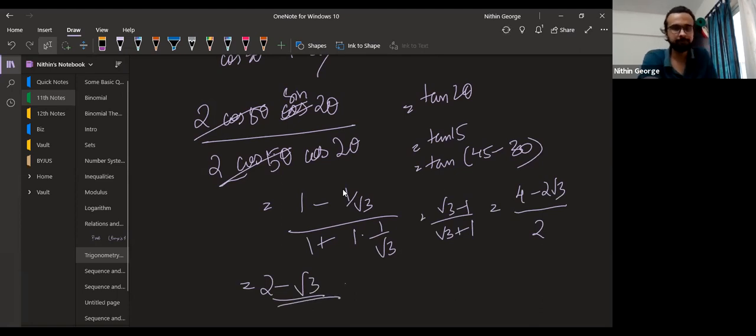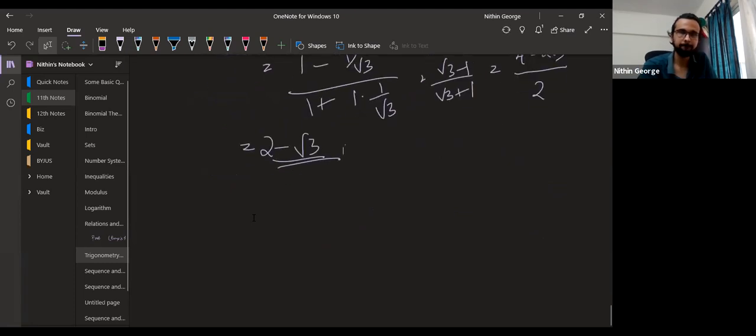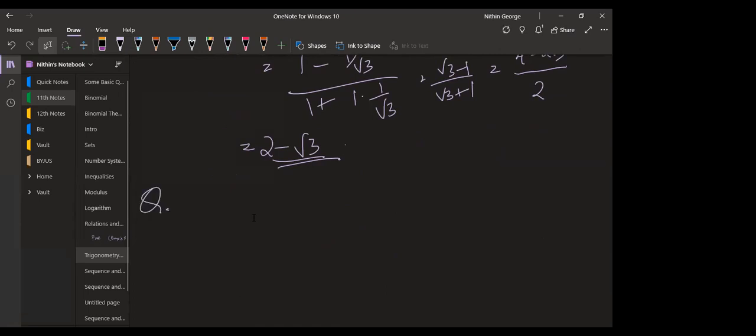Got this, guys? Okay, so your answer will be 2 minus root 3 here. All right. Guys, any doubts here? No, sir. Okay, so let's just continue to the next problem.